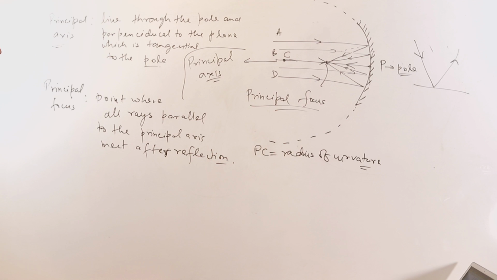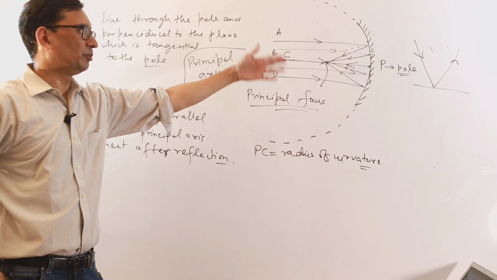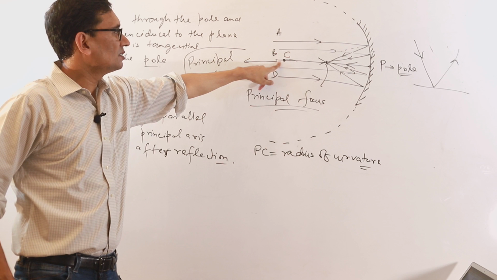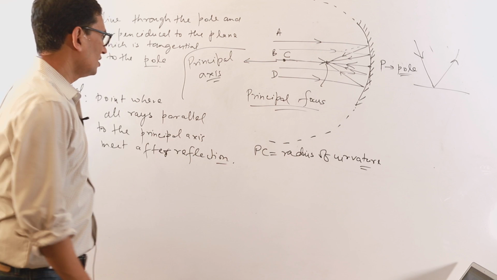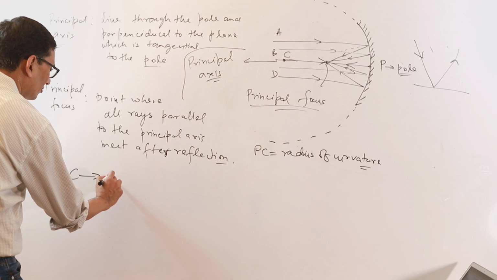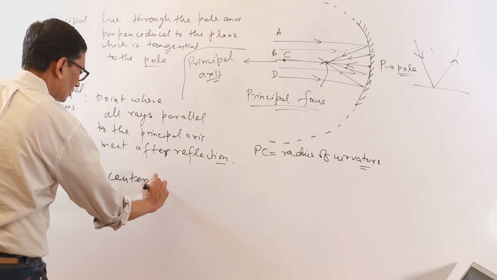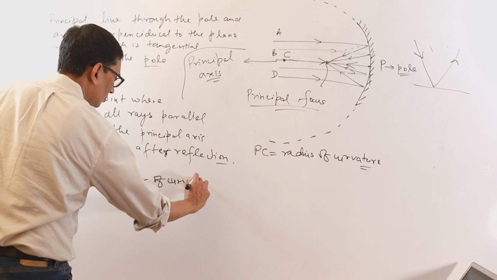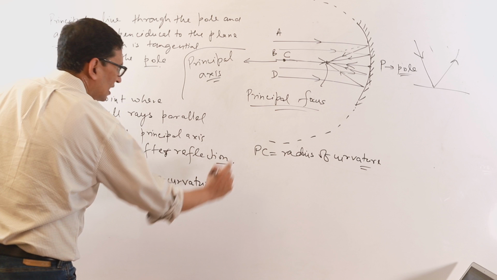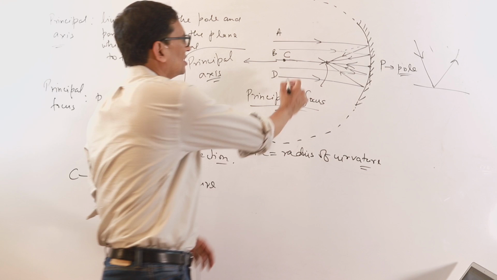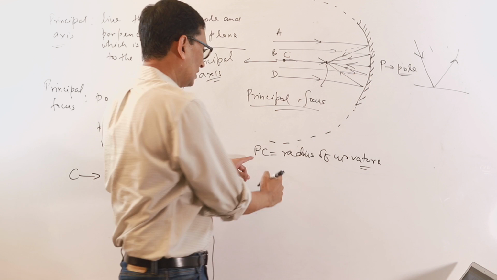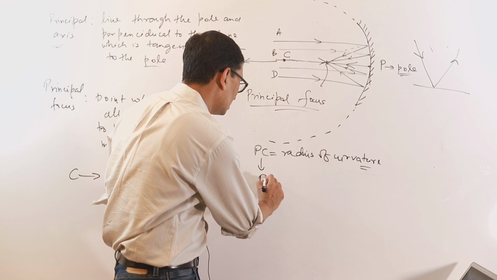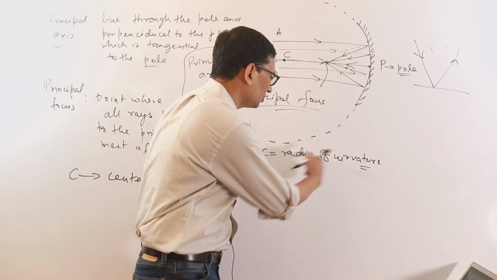Okay, pole, I won't write it, pole is the center, right? And C is the center of curvature, right? C here, C is the center of curvature. And R is this distance from here to here, right? PC is equal to, and I'm going to use the term R for this. So R is equal to the radius of curvature.